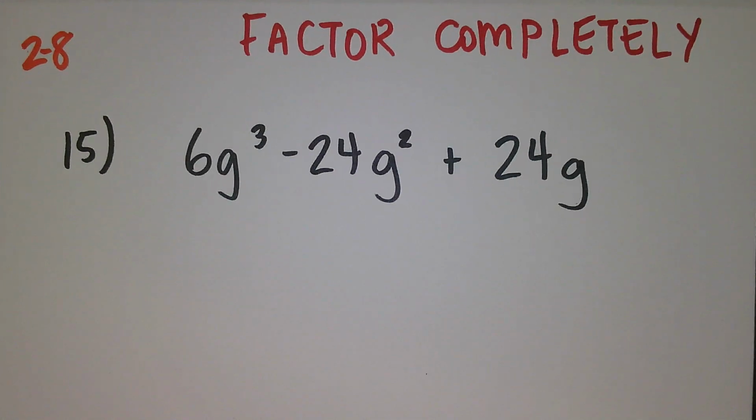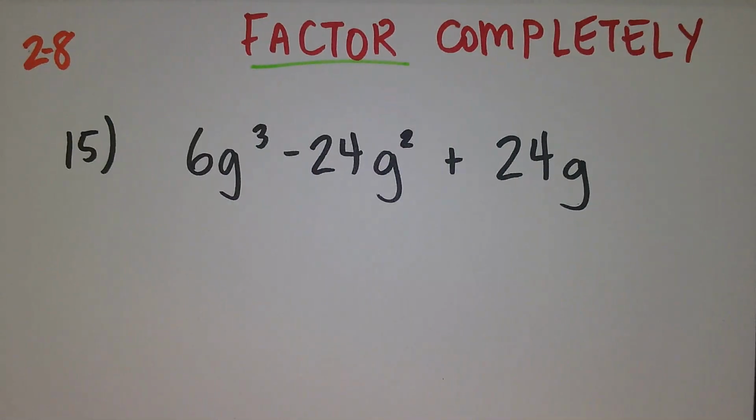Okay, we are looking at problem 15 from lesson 2.8. The prompt here is to factor completely. Factoring means make a multiplication problem, right? So we're going to basically get as many binomials as possible with every common factor pulled out.